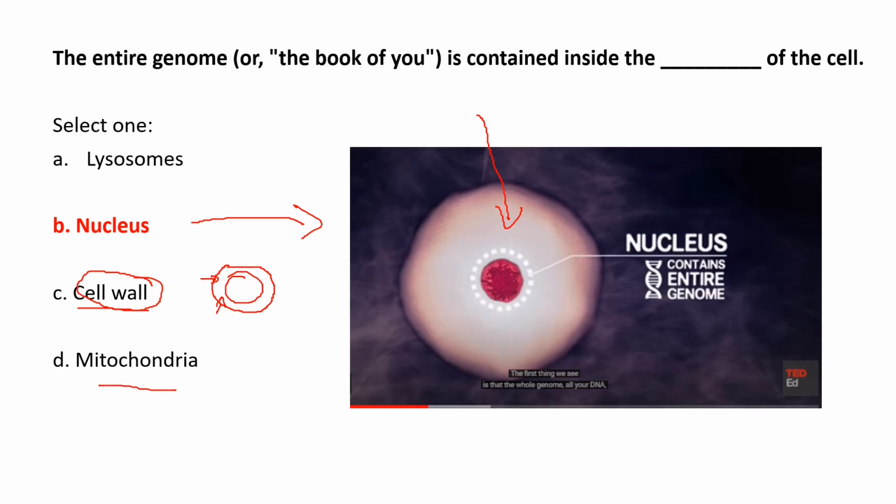The mitochondria is the one in charge of producing the energy of the cell, the respiration, and the lysosome is in charge of the digestion of some molecules. So definitely the only answer will be the nucleus.